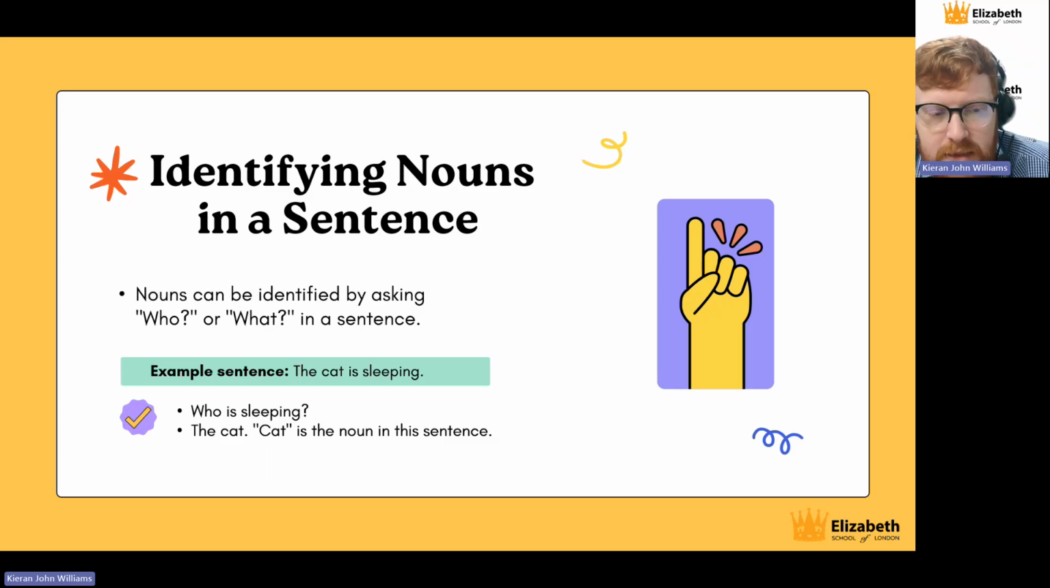If we say the cat is sleeping, then we have to think about who is sleeping. And in that situation, it is the cat. So that is how we know that the cat is the noun in the sentence.